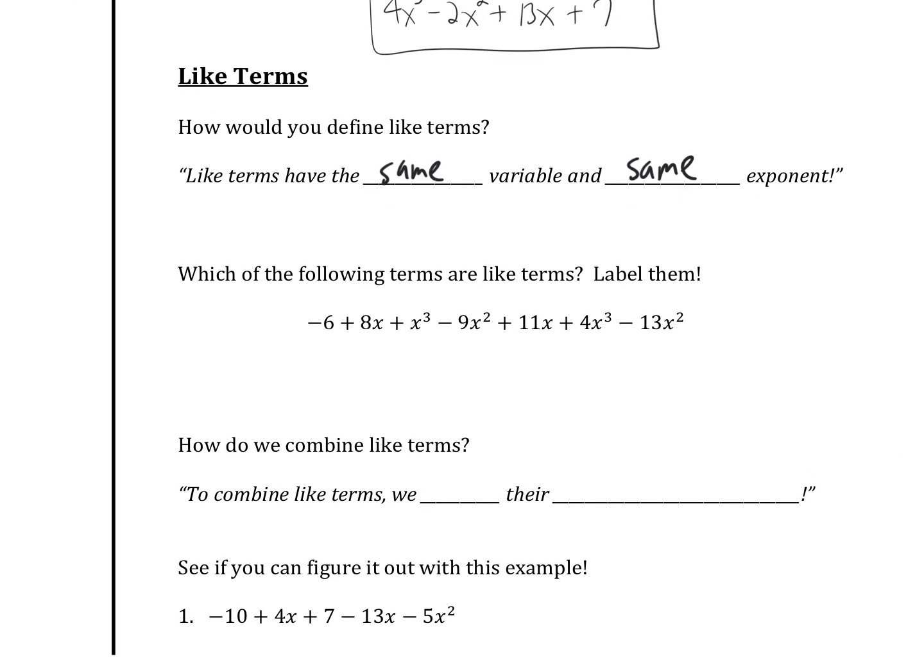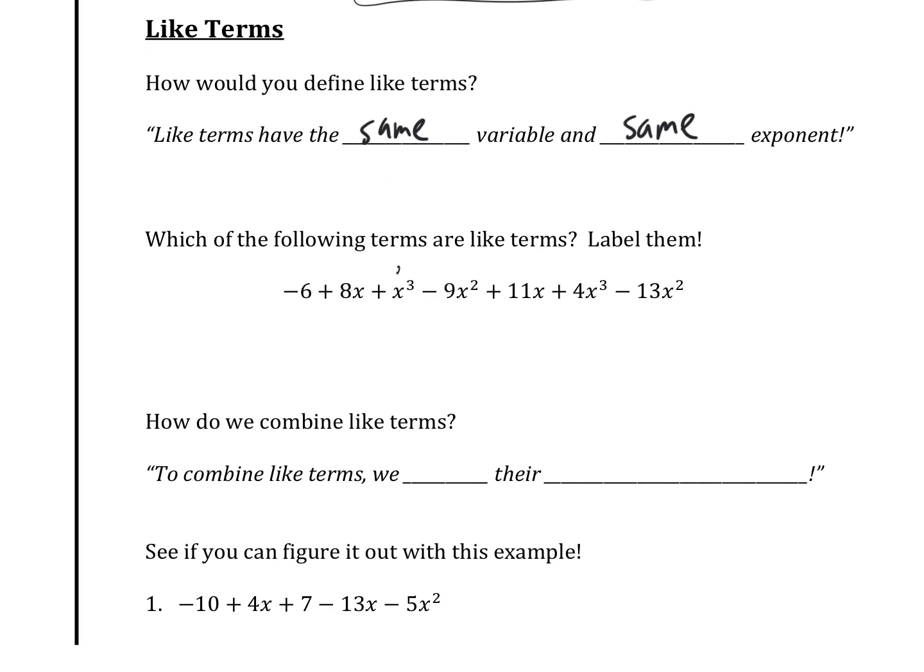All right, so again, biggest exponent I see here is x to the third. I'm going to put a dot above those. Any x squareds, I see 2 x squareds here. Any x's, I see 8x and 11x. And we got the negative 6 by itself, that's a constant.